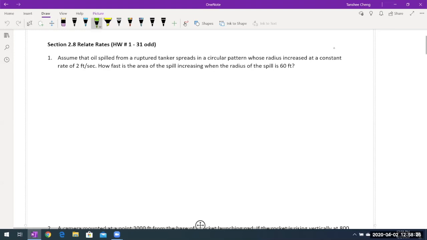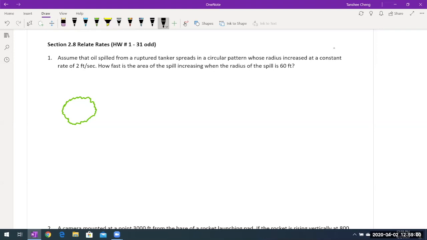In the problem, it says to assume that the oil spill from the ruptured tank spreads in a circular pattern whose radius increases at a constant rate of 2 feet per second. How fast is the area of the spill increasing when the radius of the spill is 60 feet? So that is basically talking about a spill, okay?